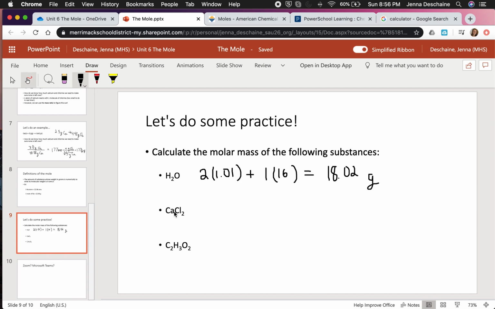So for this one, you would take 1 atom of calcium, add the molar mass of that to 2 atoms of chlorine, and then the same goes for this one, except with carbon, hydrogen, and oxygen. Okay, so try a few of those on your own. I'll go over the answers tomorrow, and then we'll go from there.